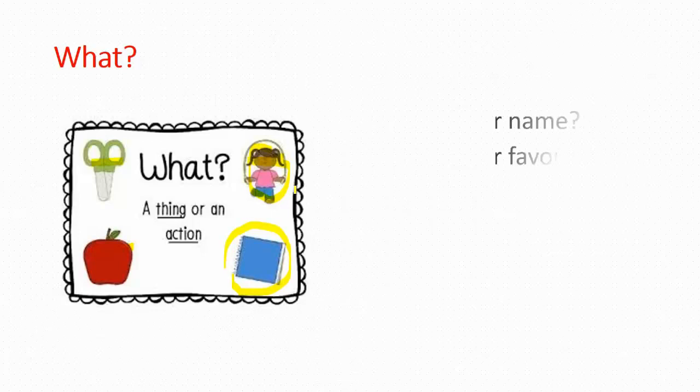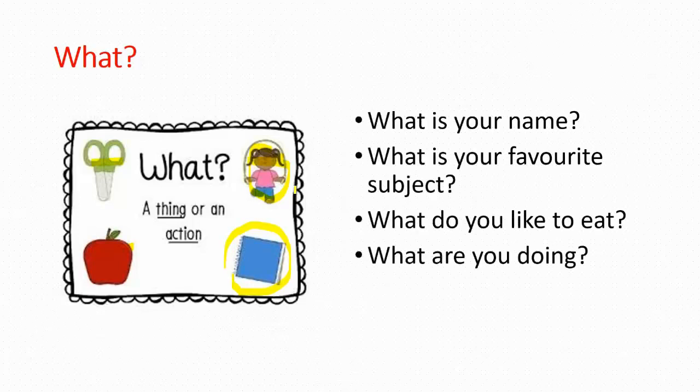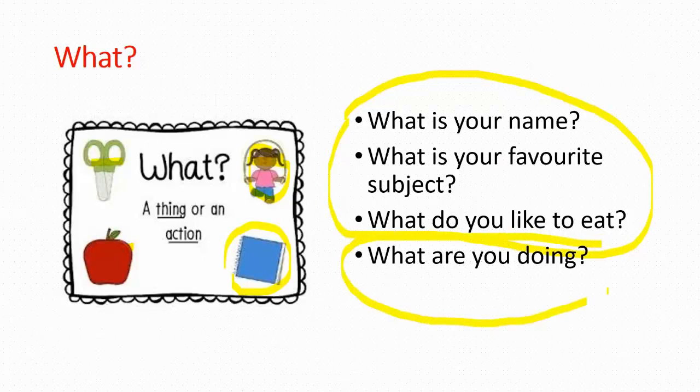Okay, let's go for more examples. These questions are very familiar to you. What is your name? What is your favorite subject? What do you like to eat? These questions ask about a thing. And this question is asking about an action. What are you doing? Okay, let's go to the next question word.